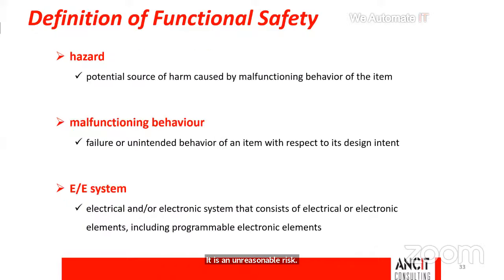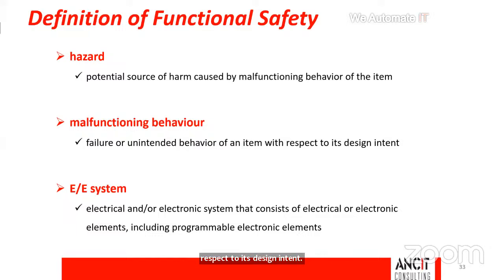So the hazard refers to the potential source of harm caused by the malfunctioning behavior of the item. Okay, so when there is some malfunctioning behavior in the E/E systems, it is providing some kind of harm, which we will call a hazard. And malfunctioning behavior refers to failure or unintended behavior of the item with respect to its design intent.